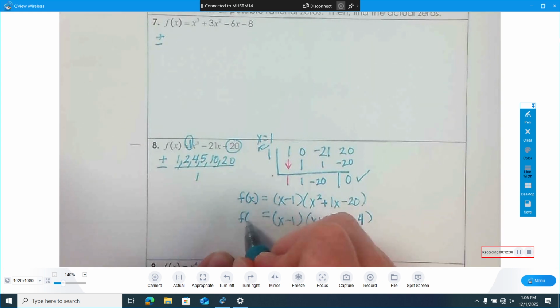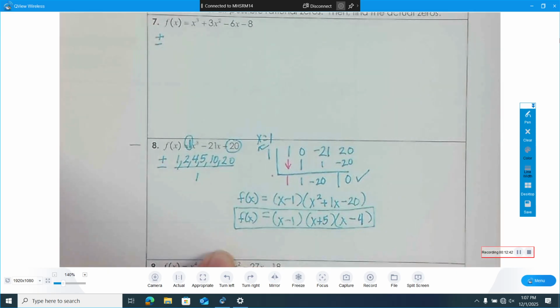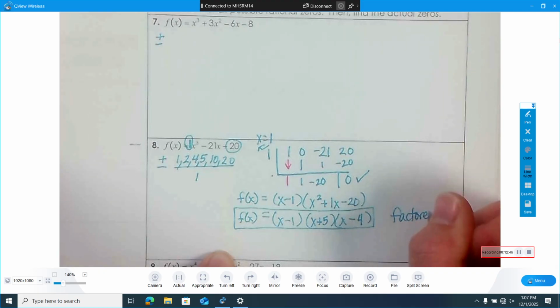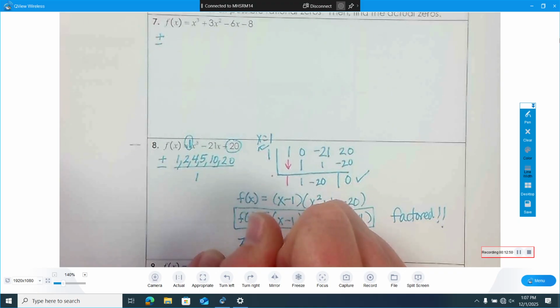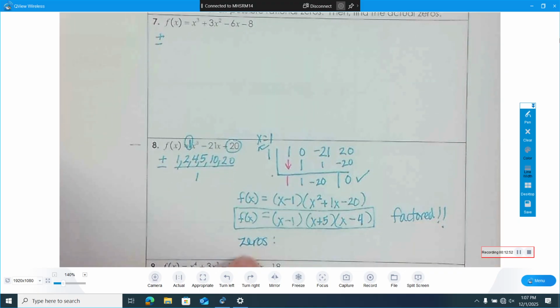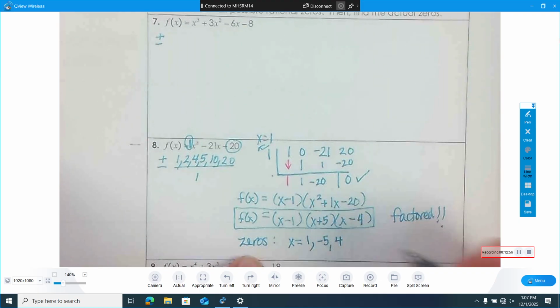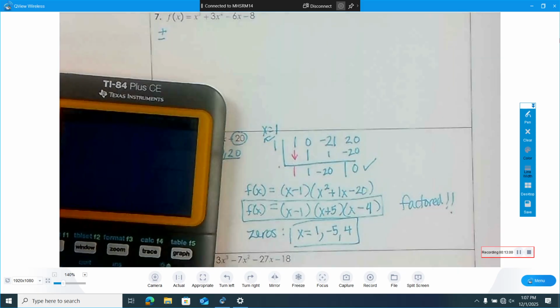And so here is our completely factored polynomial. And that's important. Totally factored. And from here, then it's really easy to see the zeros. What are the zeros? 1, negative 5, and 4. And, of course, did we know that already?